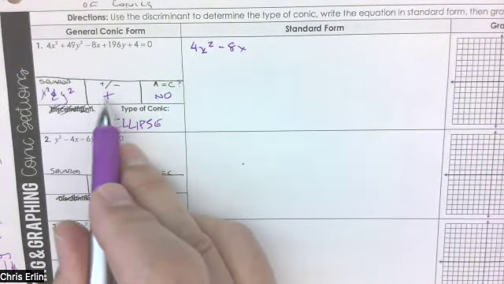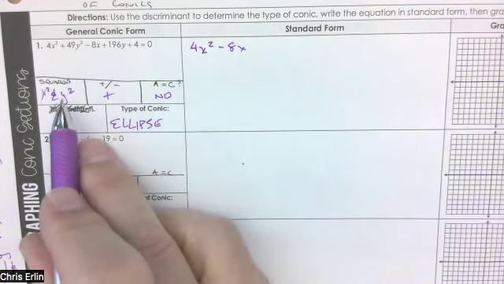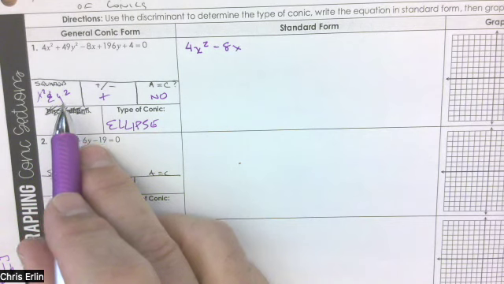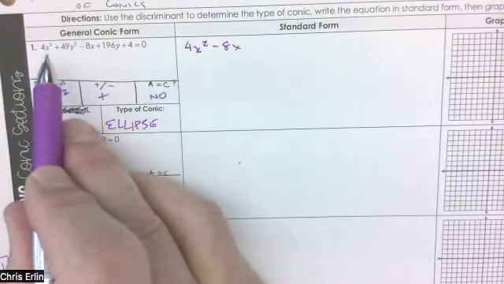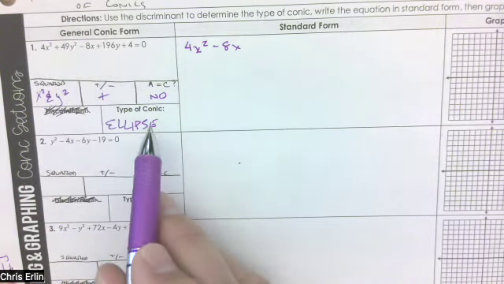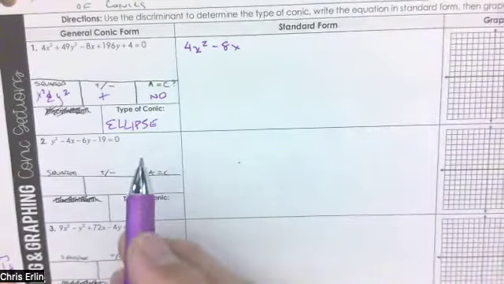If they're both squared with a positive and they're the same, then it's a circle. If they're both squared and it's a negative, then this doesn't matter. It'll be a hyperbola. And if there's only one of these squared, this is what we'll talk about next class, is parabolas. Now, as you identified, this is an ellipse. Therefore, we're going to change it into standard form by completing the square.